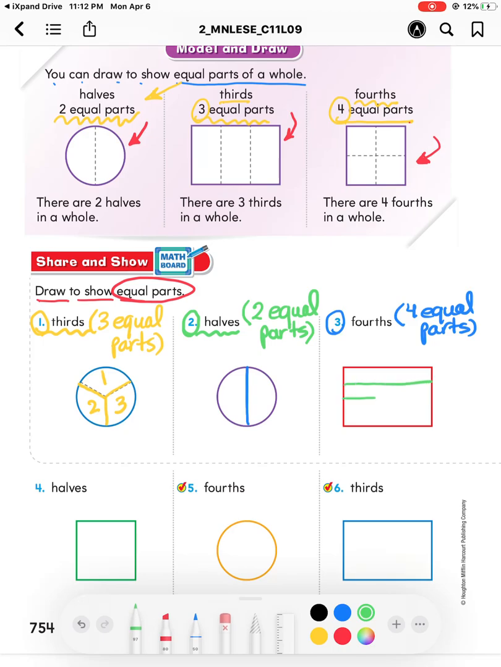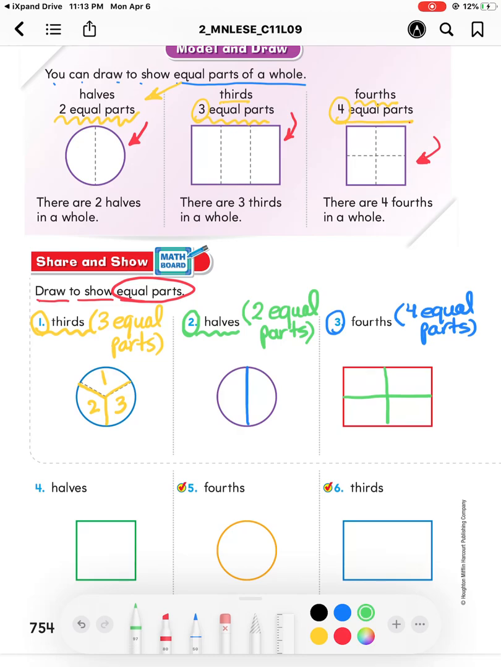Or we can do it like this. 1, 2, 3, and 4. And this is also correct. Or you can divide it into 4 parts like this. And this is also correct. Okay? So as you can see, we can divide any shape into equal parts in different ways, okay? As long as you are creating the same number of equal parts and they should be equal. Please take care. They should be equal parts, okay? As long as we are drawing the same number of equal parts, it's correct, okay?